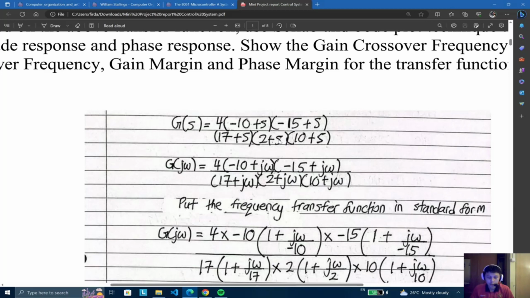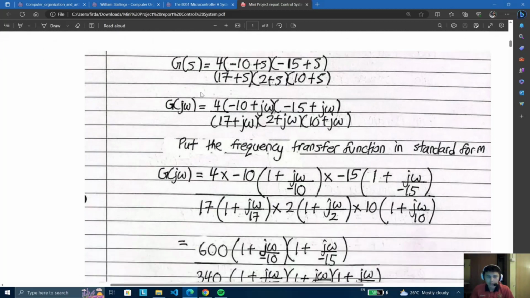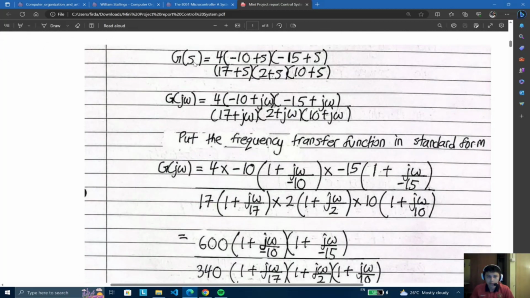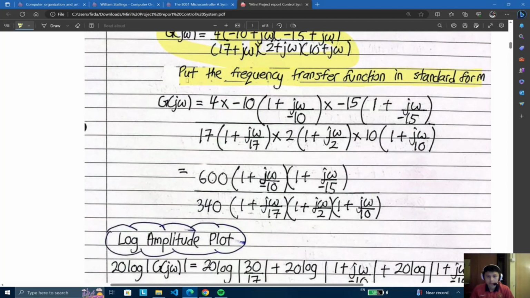After that, we need to determine the transfer function of the system. Hence, we need to replace the value of s with j omega. So I got this as the result. Then I need to put the frequency transfer function in standard form, and this is the value of the frequency transfer function in standard form.